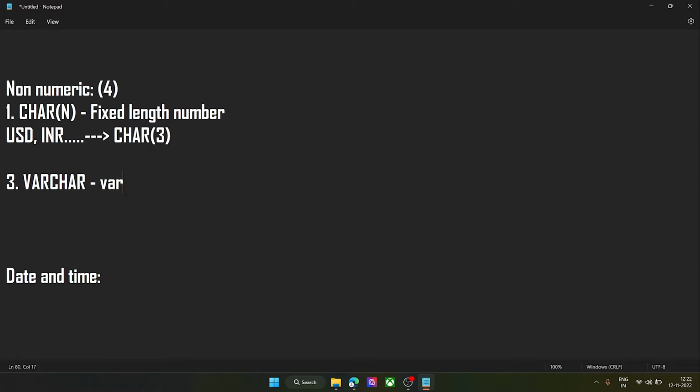And the second one is varchar. What is varchar? Variable length, for letters or numbers, anything. Not letter or number, we shall have it as character.